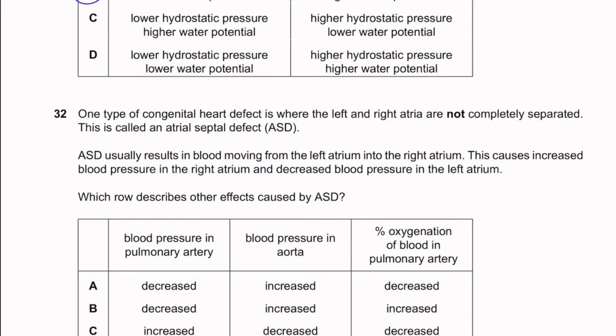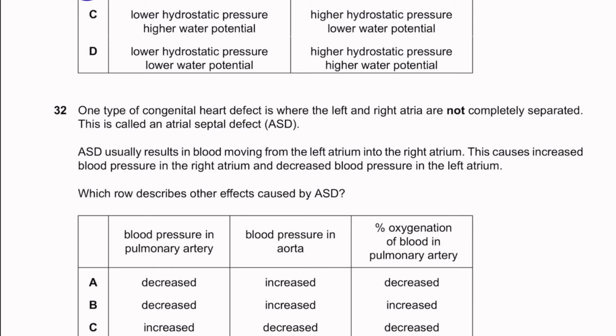One type of congenital heart defect is where the left and right atria are not completely separated. This is called atrial septal defect. Interesting. So ASD is when the atria are not completely separated. ASD usually results in blood moving from the left atrium specifically to the right atrium. This causes increased blood pressure in the right atrium and decreased blood pressure in the left atrium, which makes sense. Now, which row describes other effects caused by ASD?